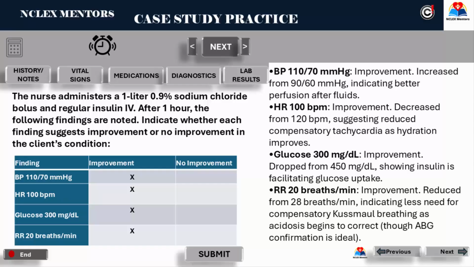Glucose 300 milligrams per deciliter, improvement. Dropped from 450 milligrams per deciliter, showing insulin is facilitating glucose uptake. RR 20 breaths per minute, improvement. Reduced from 28 breaths per minute, indicating less need for compensatory Kussmaul breathing as acidosis begins to correct, though ABG confirmation is ideal.